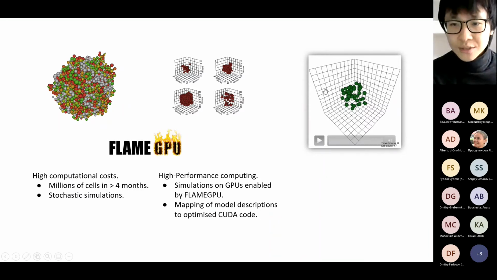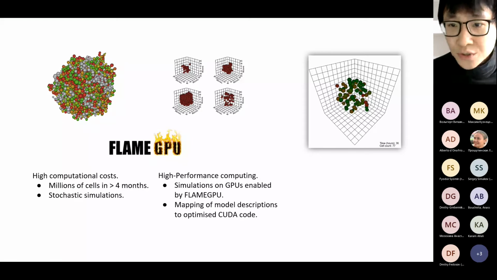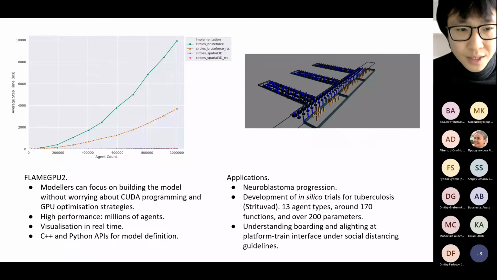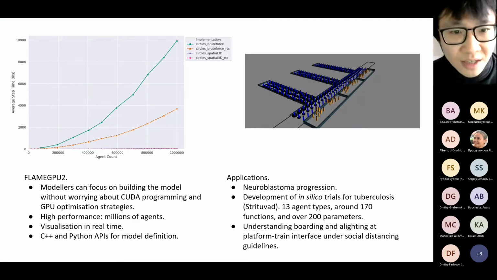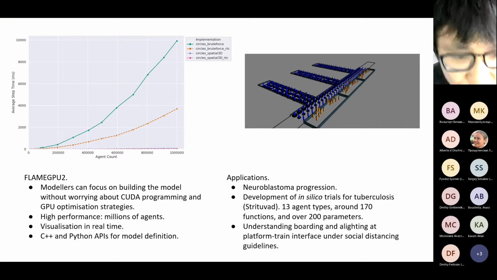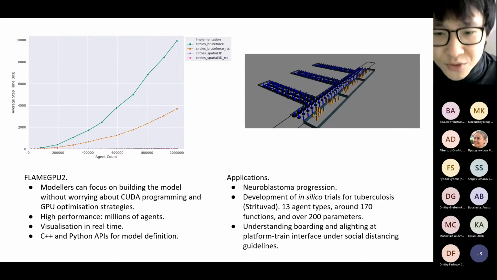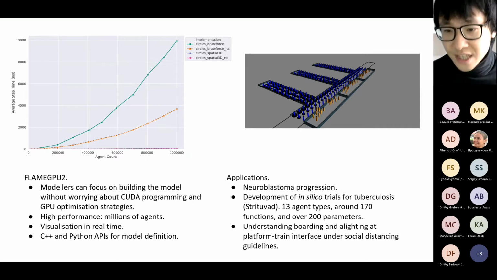In short, it maps model descriptions to optimized CUDA code. Recently, our colleagues released Flame GPU 2. This software allows you to focus on the building of models without worrying about CUDA programming and GPU optimization. You can easily simulate millions of agents. It allows visualization in real time, and there are Python and C++ APIs for describing the model. Apart from this project, it has been used for immunology and logistics.